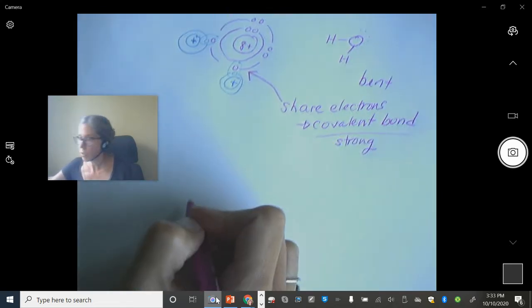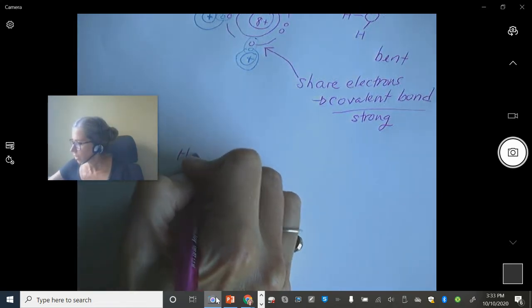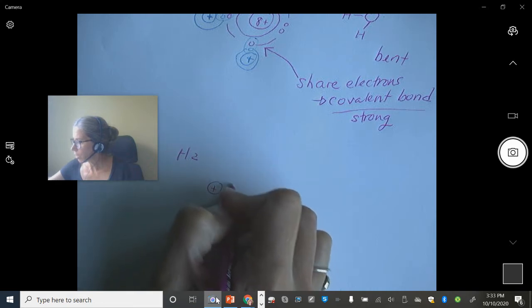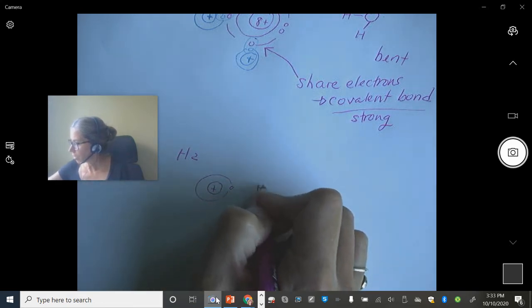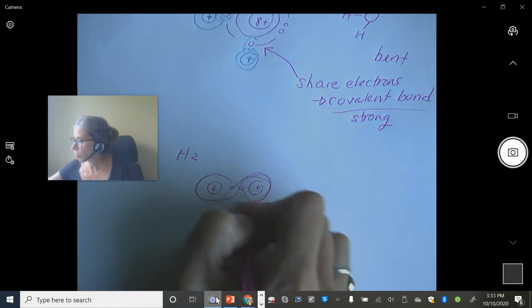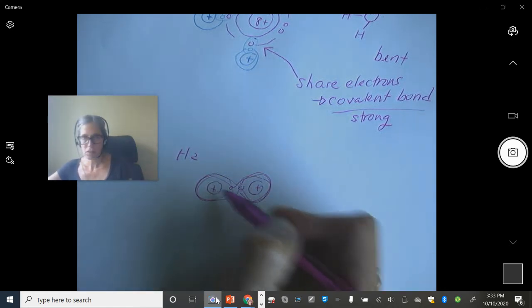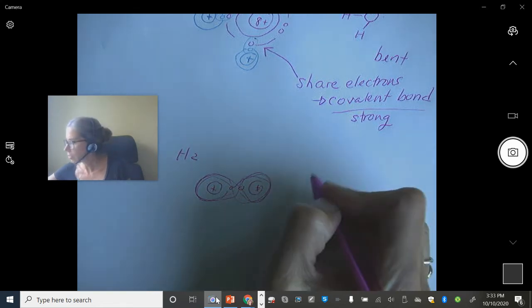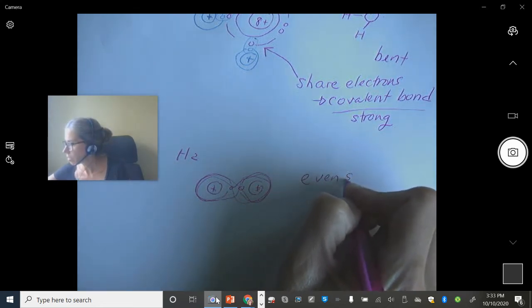So I'm going to show you one like hydrogen. That's H2. So you have a proton and an electron. That's hydrogen. And then another proton with an electron. If you look at these two electrons, they go around both of them. This hydrogen doesn't pull any harder than that hydrogen. So this is even sharing.